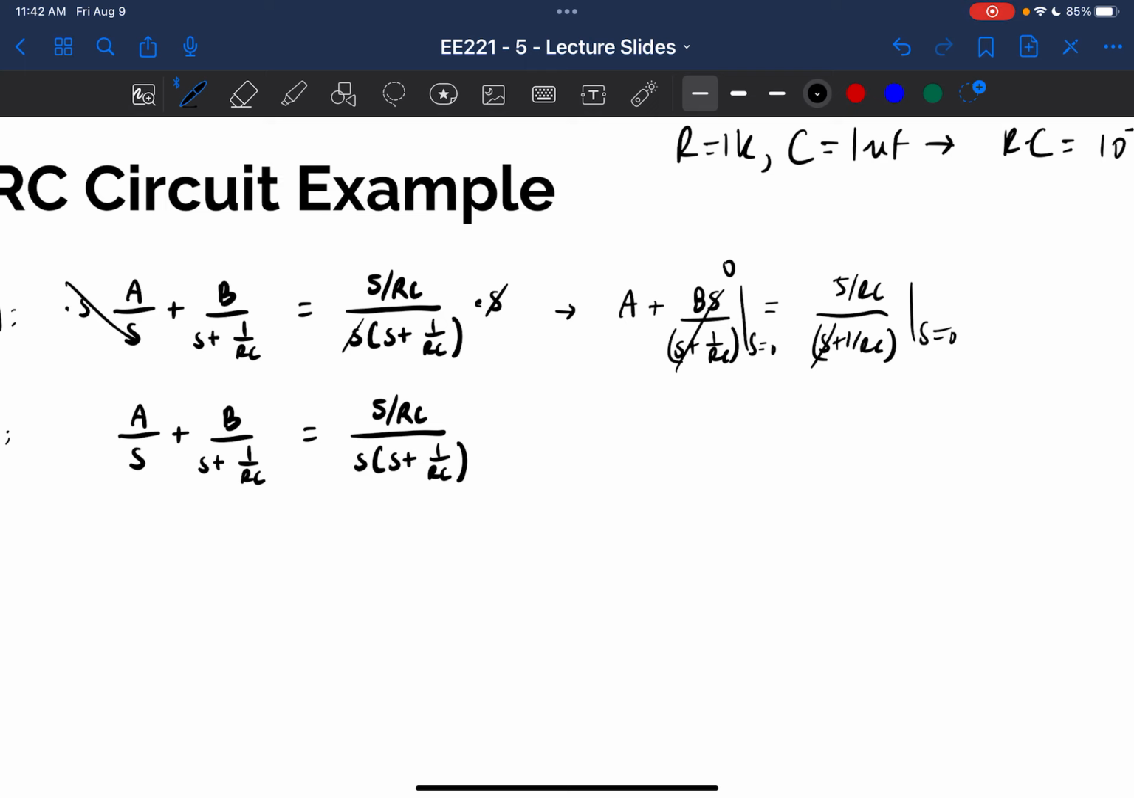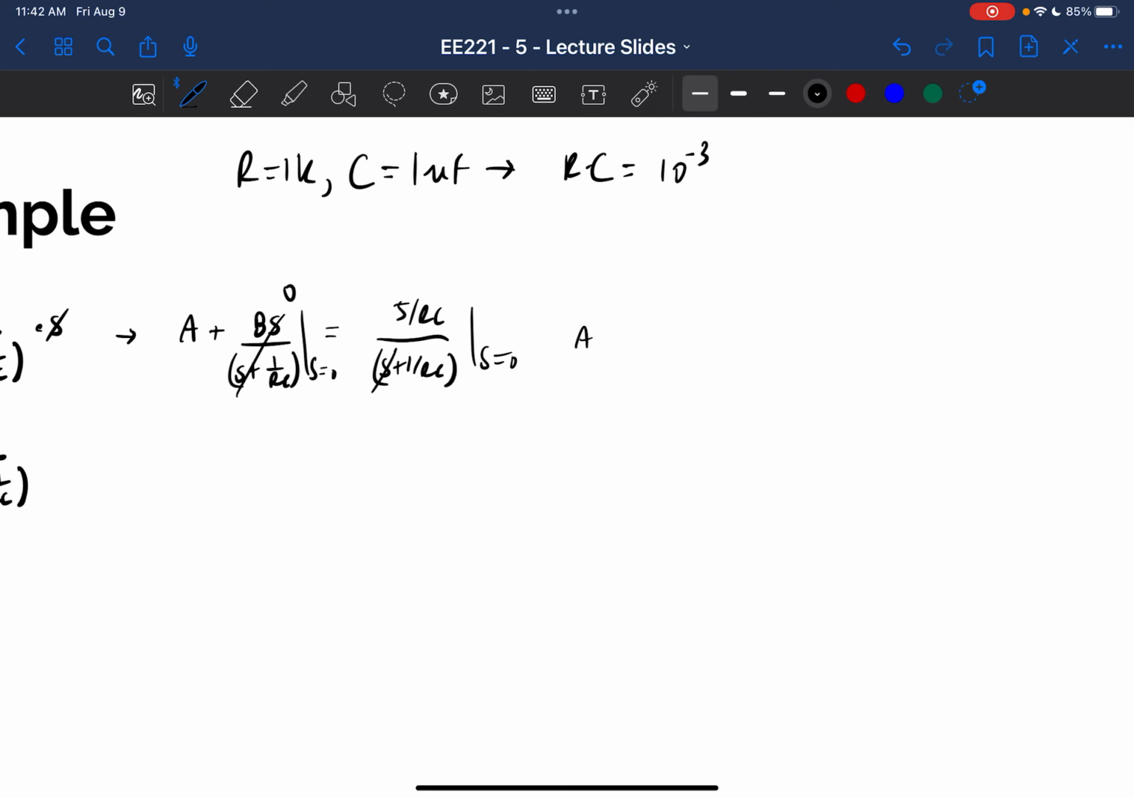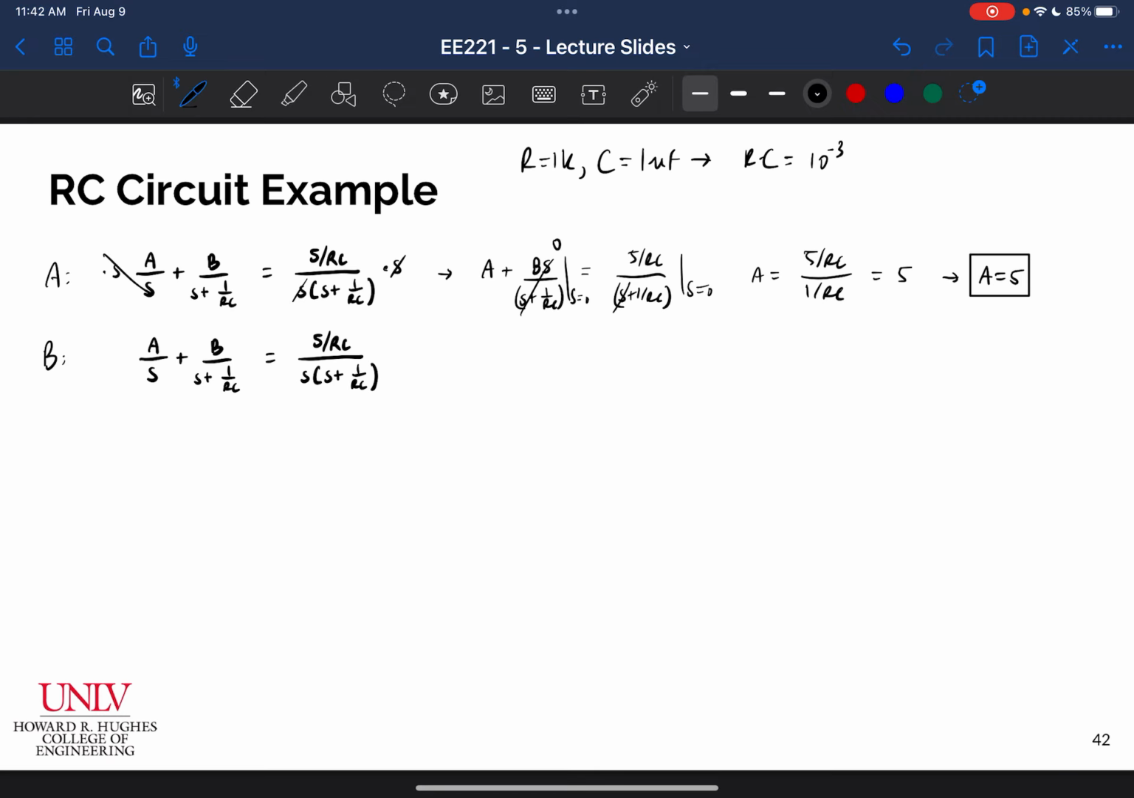So what I get is that A is basically going to be equal to 5 over RC divided by 1 over RC, right? In that case, 5 over RC divided by 1 over RC is just 5. So my value for A is just 5. Okay, so that's the first part of my partial fraction expansion. A is done. So now let's solve for B.